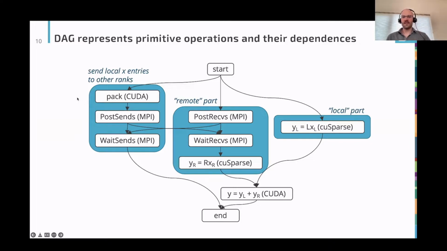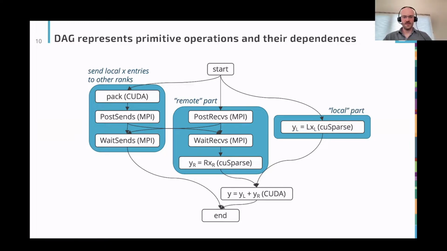There's one part where we have to send our local X entries to whatever other ranks need them. That's going to be a combination of some CUDA code that will pack up the various parts of our X vector into send buffers, and maybe then we'll post the communications and wait for the communication to complete. The middle part is that we need to receive the remote X vector entries, and then we can proceed with the SPMV on that remote data.